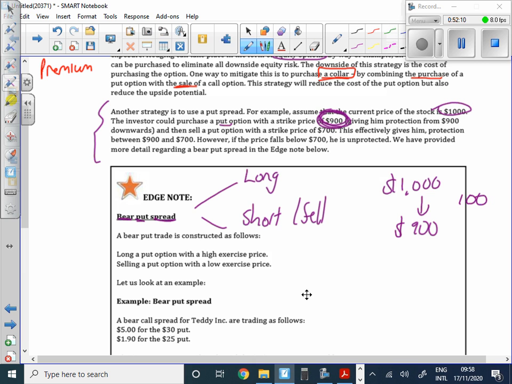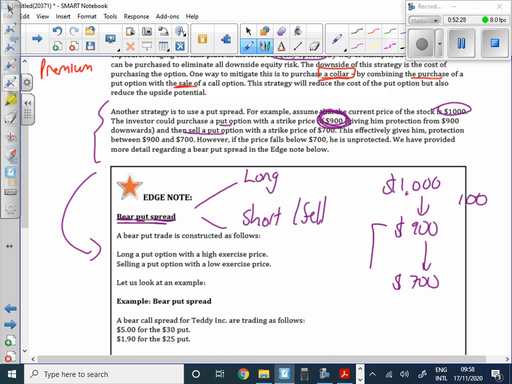But then if it's a put spread, you sell a put option at 700, that means that you are protected from 900 only to the extent of 700. Thereafter you are unprotected again. Okay, I've given you an example of it over there.